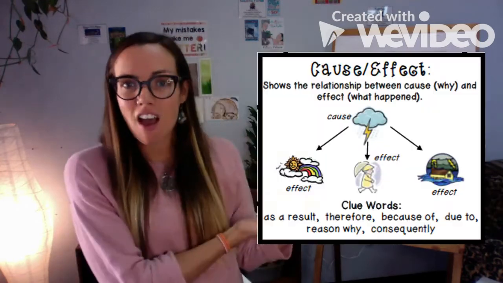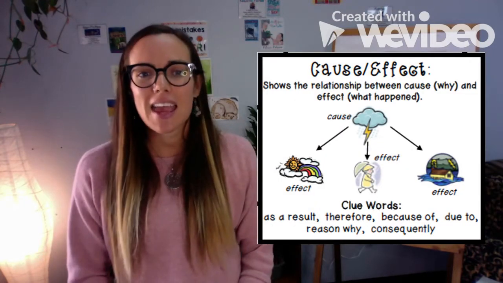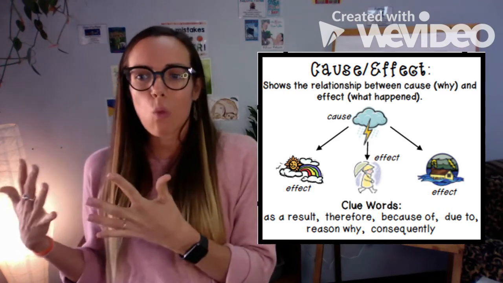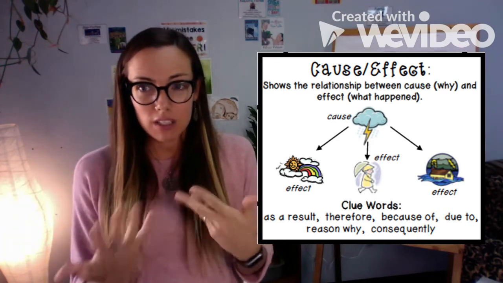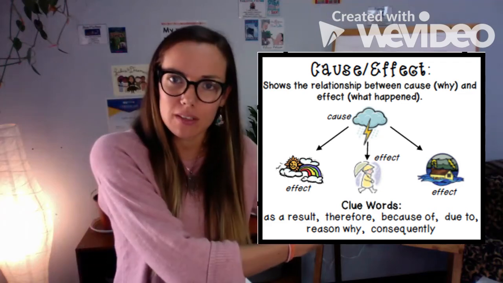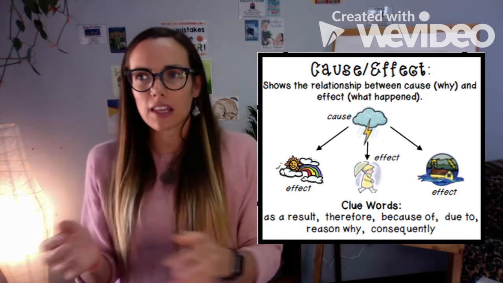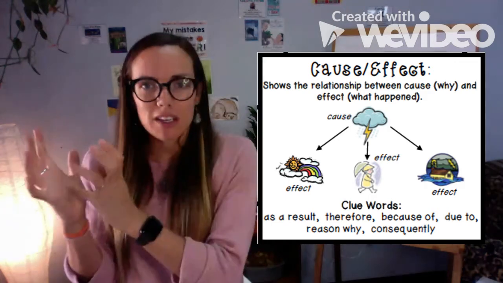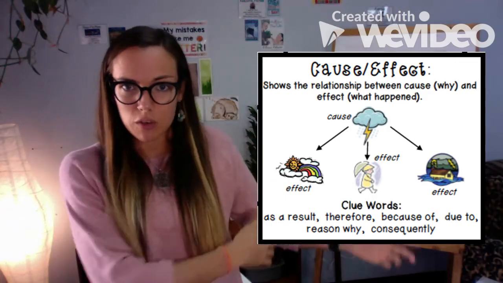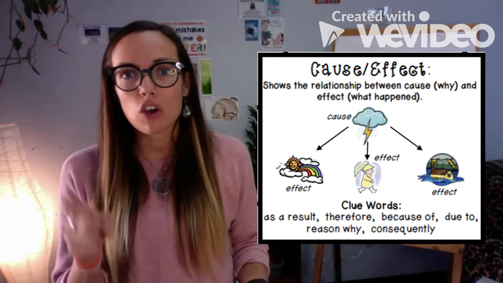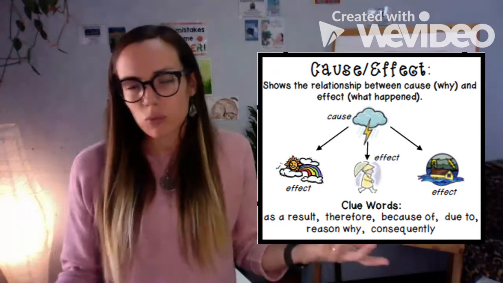The third type of text structure is cause and effect. In cause and effect, it shows the relationship between why something happened, that's the cause, and then what happened, which is the effect. So it might say something happened, and because of that, this happened, okay? That might be a little bit more challenging to identify, but I'm sure you've seen it when you've read informational texts.